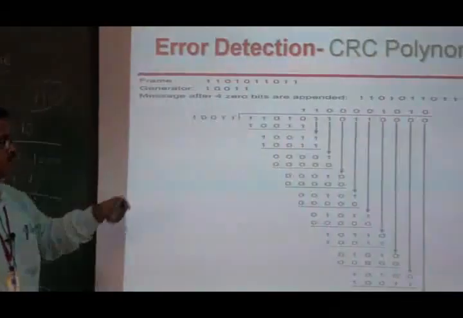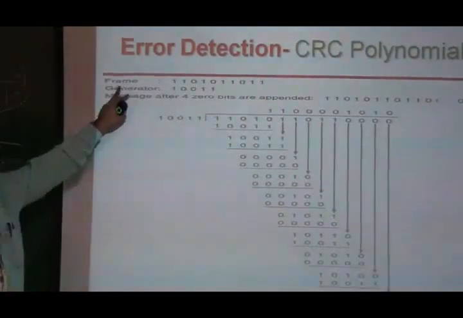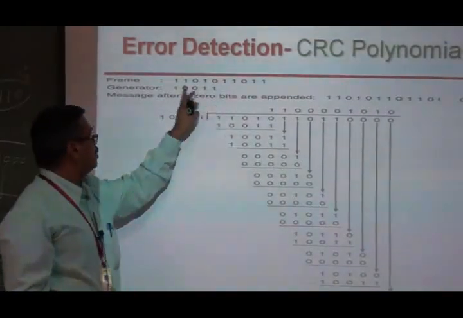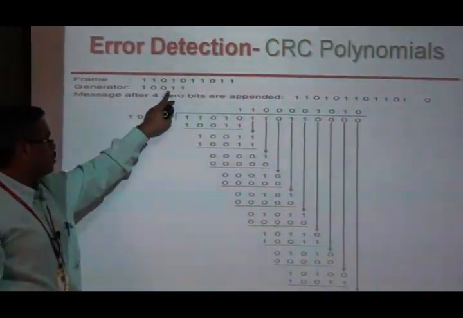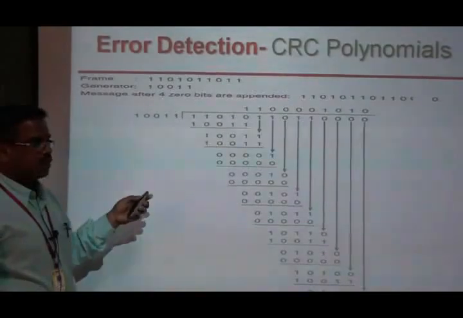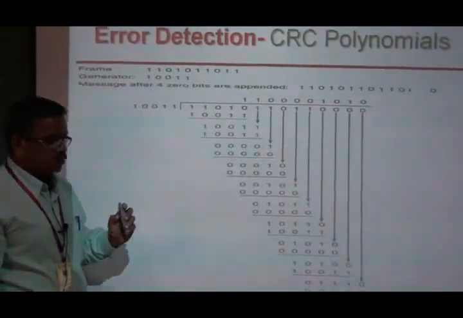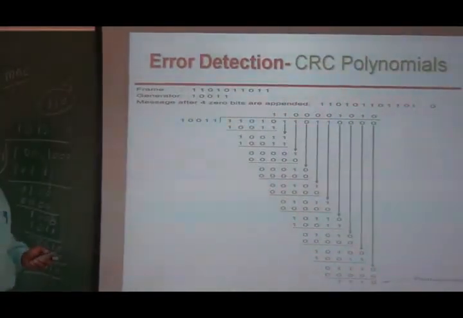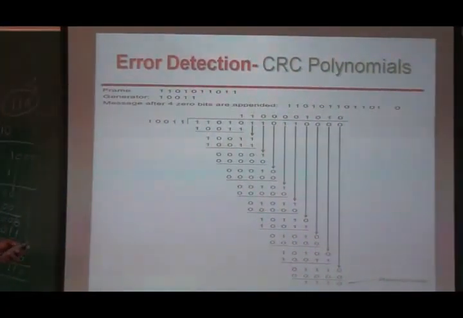Take this example and try to work it out. The frame is 110101111 and the generator is 10011. Using this you can find the result and check whether the answer is correct or not. Work it out and find it. Okay.